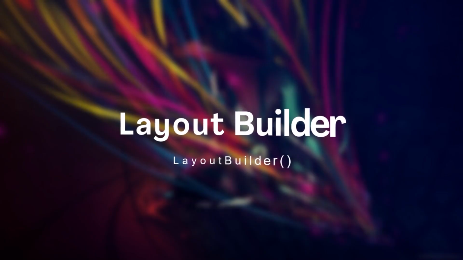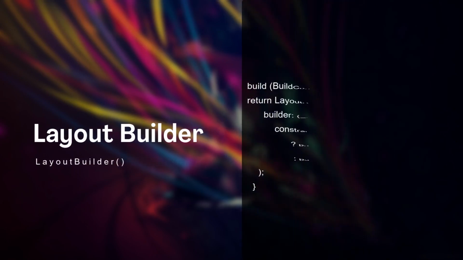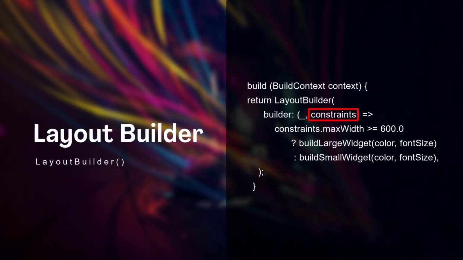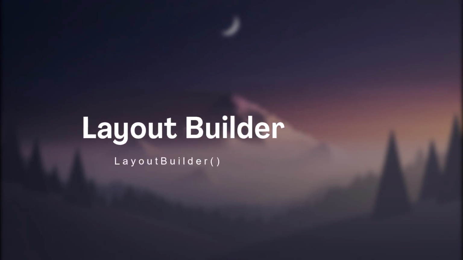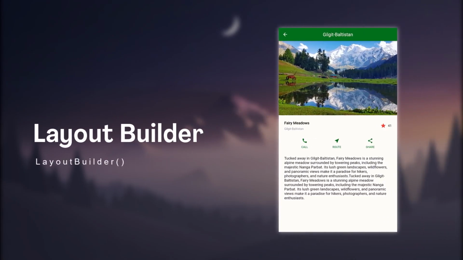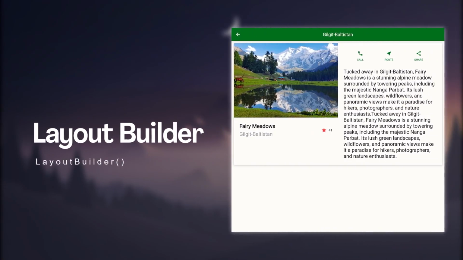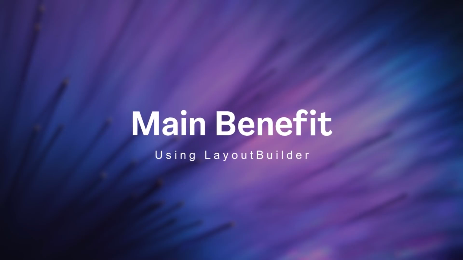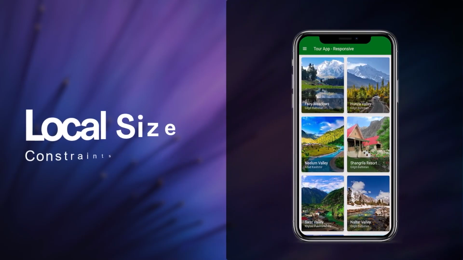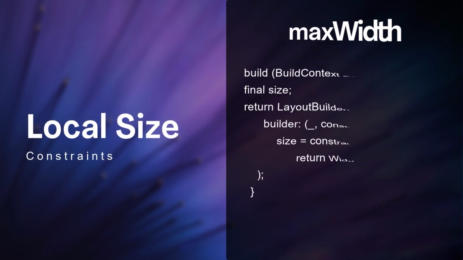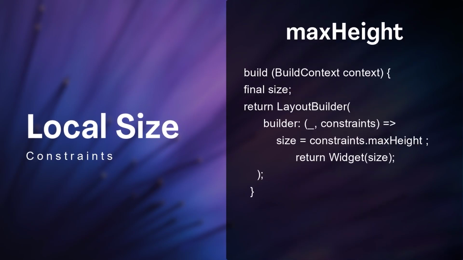To fix this, we will use the LayoutBuilder, which allows us to know the screen size using constraints and helps us out in building widgets. Now let's talk about the LayoutBuilder. Using the LayoutBuilder, we can build a layout or widget in different sizes. One of the main benefits of the LayoutBuilder is that it provides us with the local size constraints from which we can extract max width, max height, and min height.